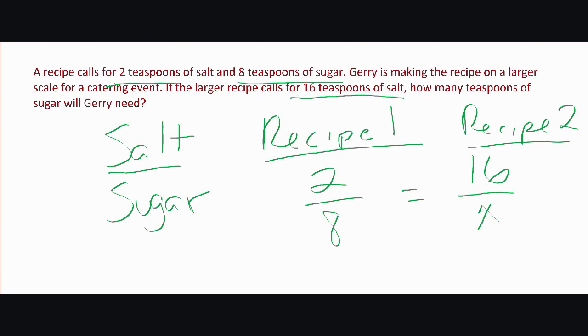I have 2 separate ratios that I'm equating to one another. This is a proportion. This is proportional problem solving. I need to figure out how 2 over 8 and 16 over x are equivalent to one another. I need to find what x is. And we can do this using cross multiplication. Multiply both sides by 8 and multiply both sides by x.